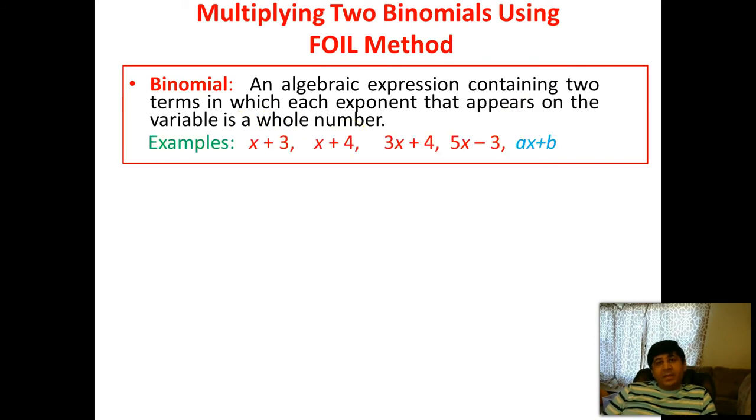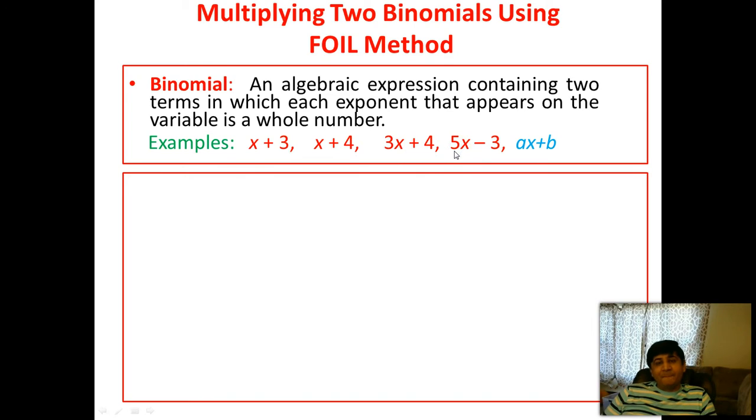Examples of a binomial are x plus 3, two terms here, x plus 4, two terms there, 3x plus 4, two terms again, 5x minus 3, two terms. So these are all examples, and if I want to put it in a general form, I can write it as ax plus b or cx plus d, where a, b, c and d are any real numbers. So this is called a binomial. Any one of them is called a binomial.